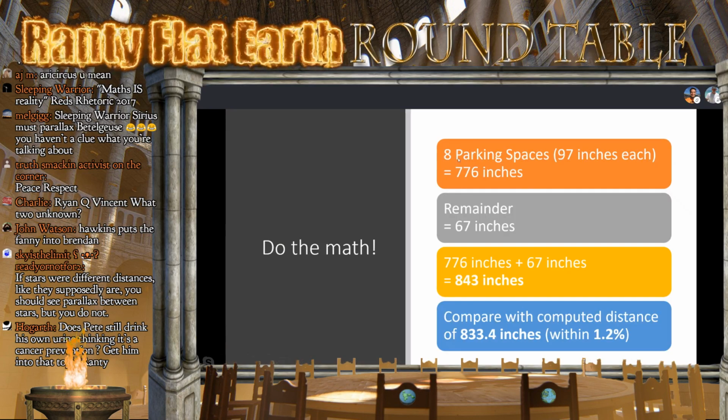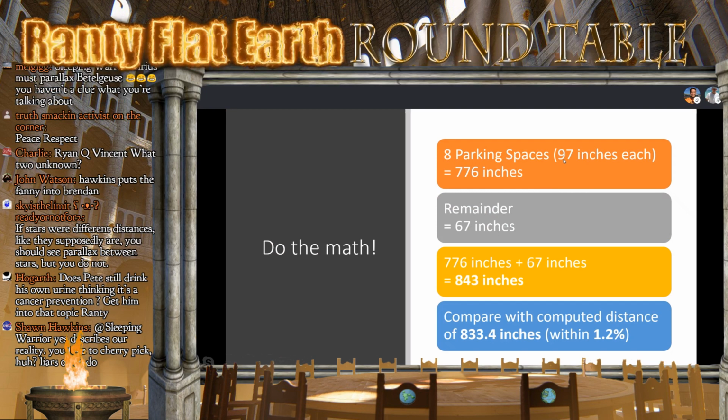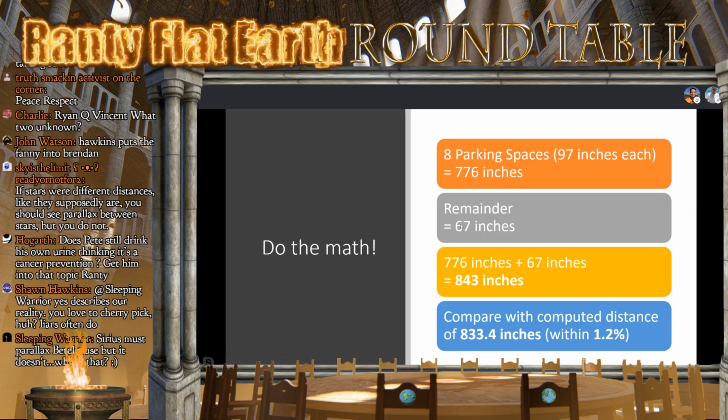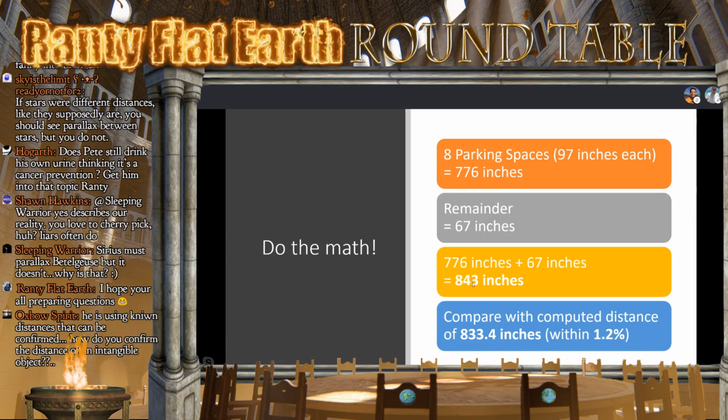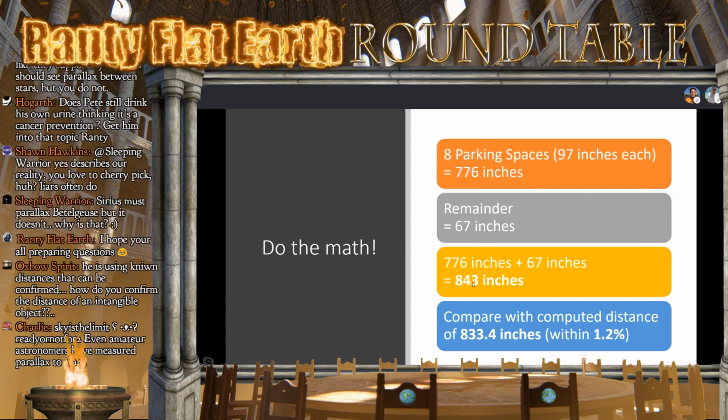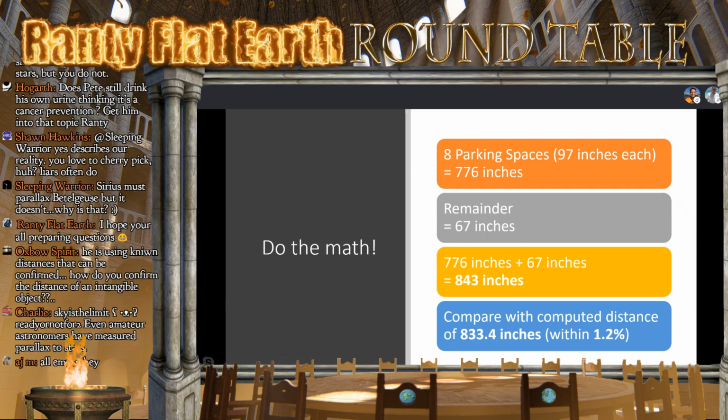So doing the math, 8 parking spaces, assuming they're all 97 inches, gives me 776 inches. The remaining was 67 inches. Add these 2 numbers together, you get 843 inches. That's my approximation using a tape measure of how far away the object was from me. Compared with my computed parallax distance of 833.4 inches, I was off by less than 10 inches, which is within 1.2%. That's a really good degree of accuracy.